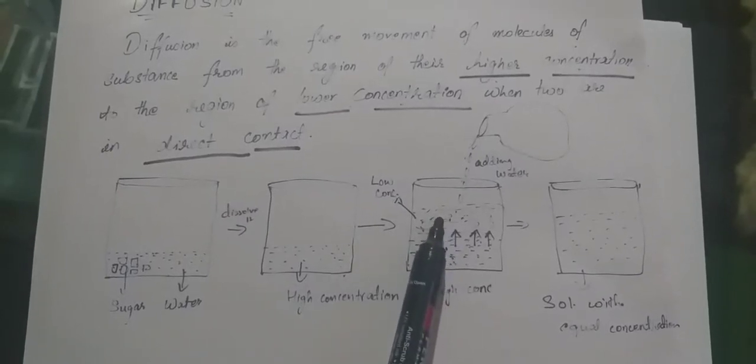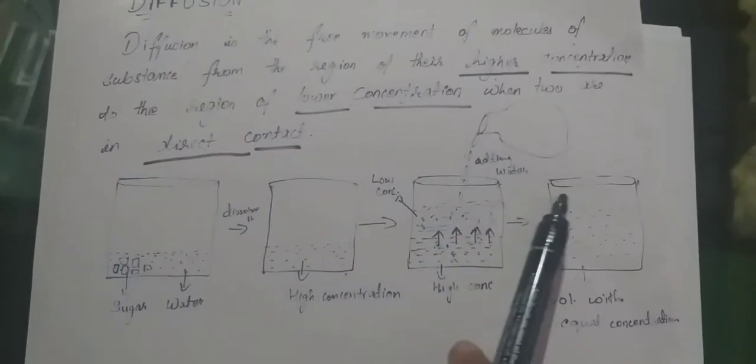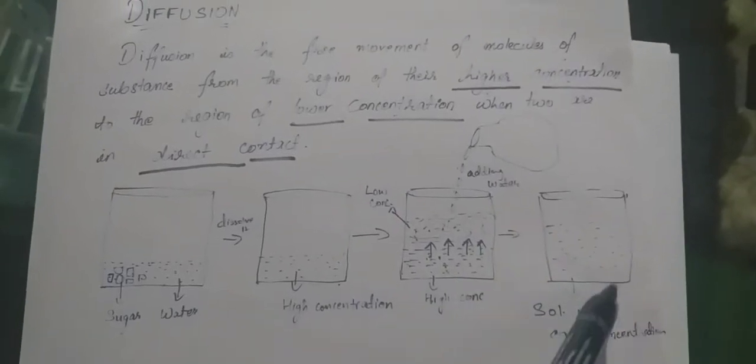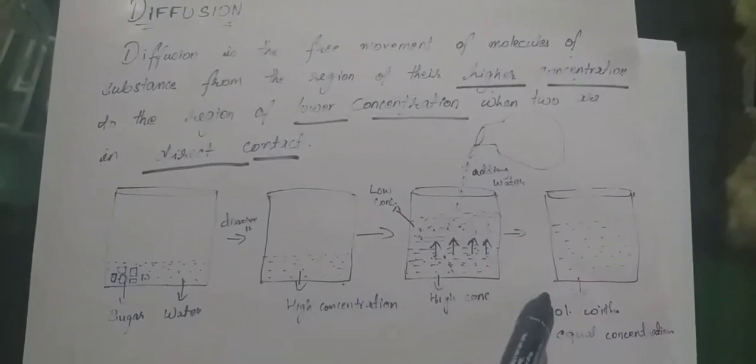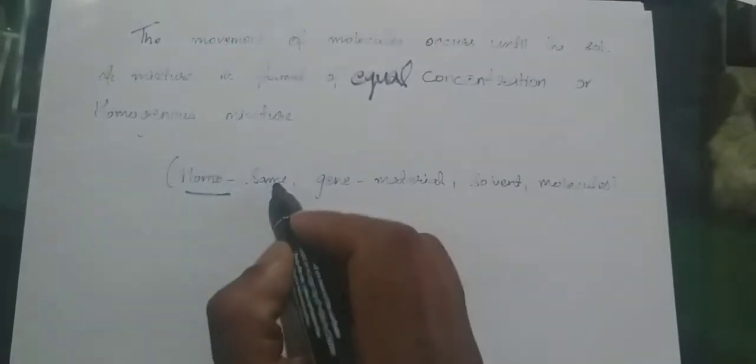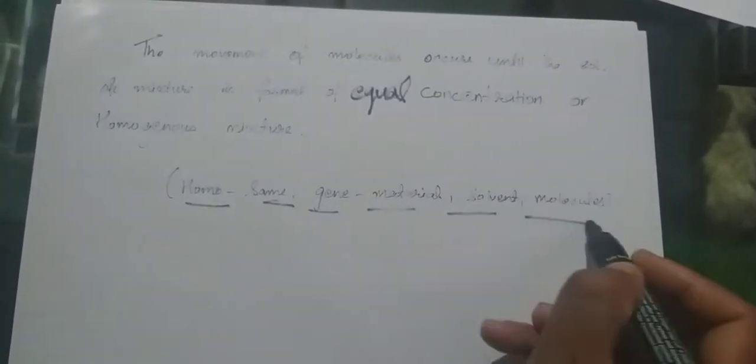the region of low concentration, until and unless the solution is a homogeneous solution, or of equal concentration. So what do you mean by homogeneous? Homo means same and gene means material, including solvent or molecules.